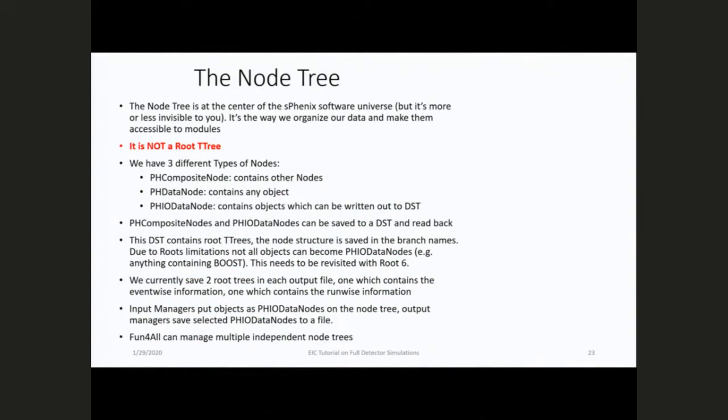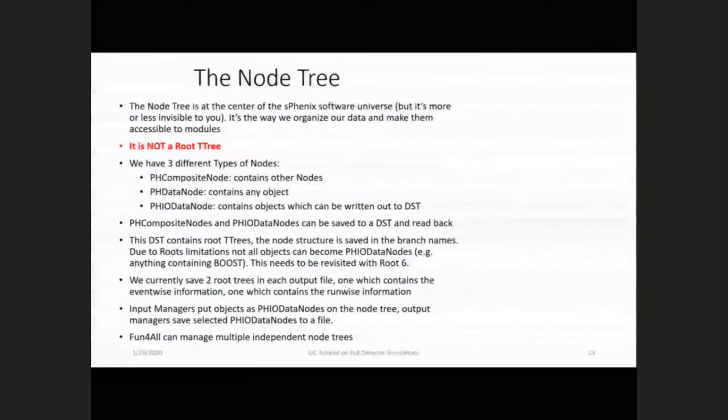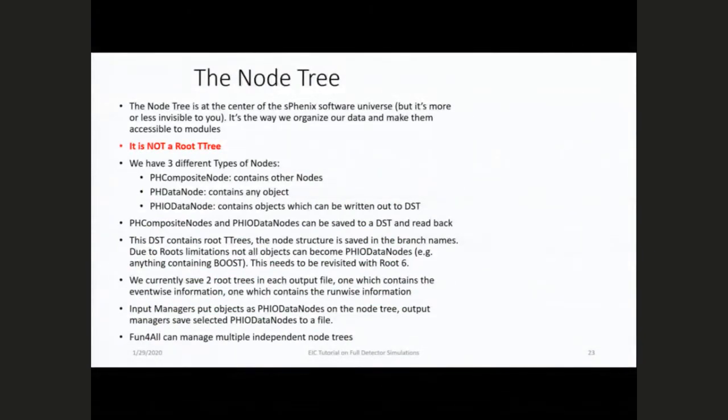And the node structure is saved in the branch name. That's the little trick. So we don't really save the IO data nodes as separate data objects. They're just coded into the branch names. ROOT's limitations, that's more meaningful for ROOT 5. ROOT 6 is not as piggy, although in ROOT 6 there are also some cases where it can't deal with it. At that time, in ROOT 5, anything containing boost, for example, was off limits.